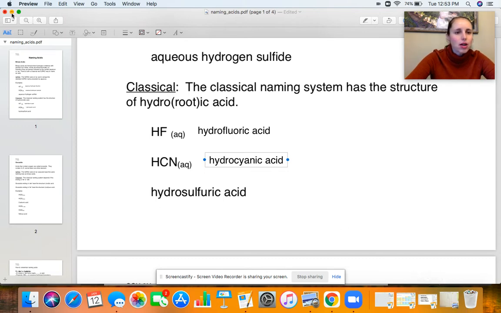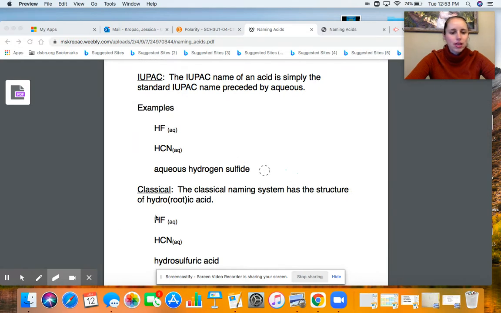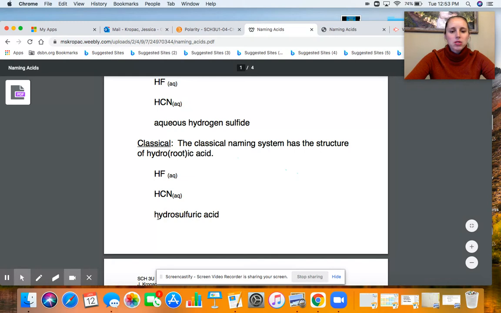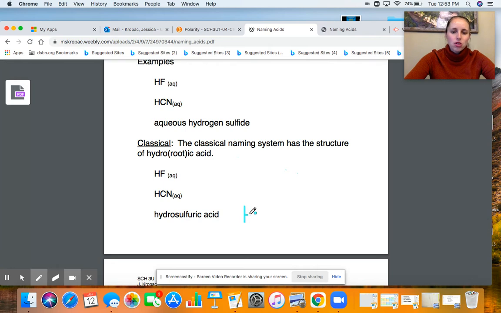Now, hydrosulfuric acid, how would you actually draw this? We're going to go to my drawing screen. How would you actually do this chemical formula? Again, I know it's an acid because it actually tells me it's an acid. My acids always start with H. My acids always have that AQ. And this is acting like an ionic compound.